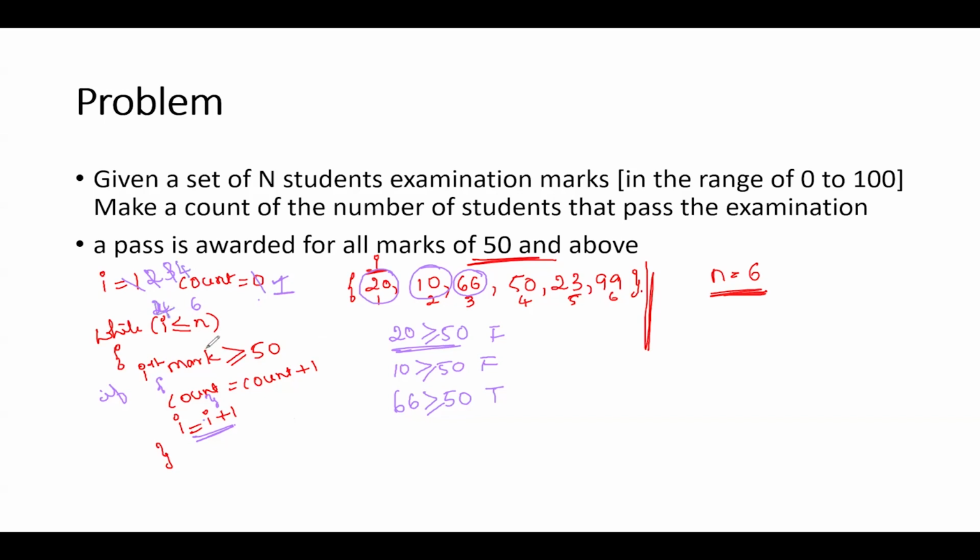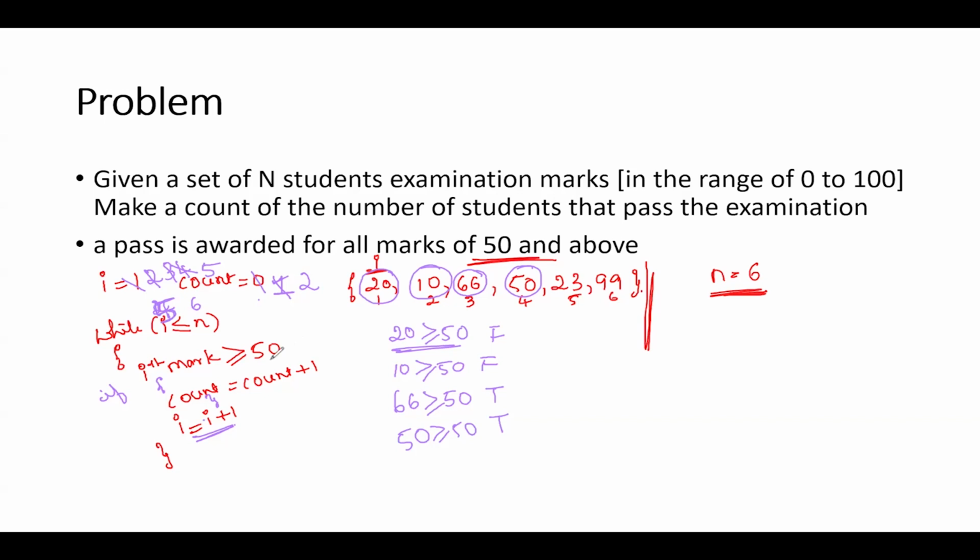I will once again check whether 4 is less than or equal to n. Yes, it is less. Hence, I will read this value and check if 50 is greater than or equal to 50. In this case also, it is equal to 50. Hence, I'm going to increment the counter to 2. Next step is to increment the I value to 5.